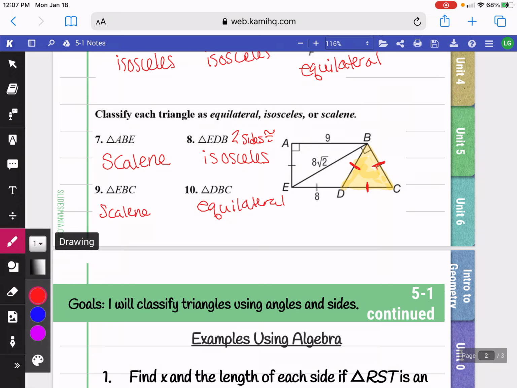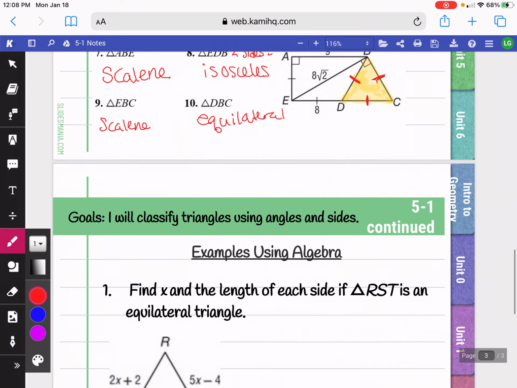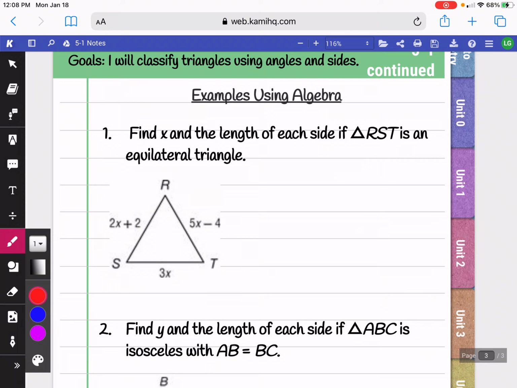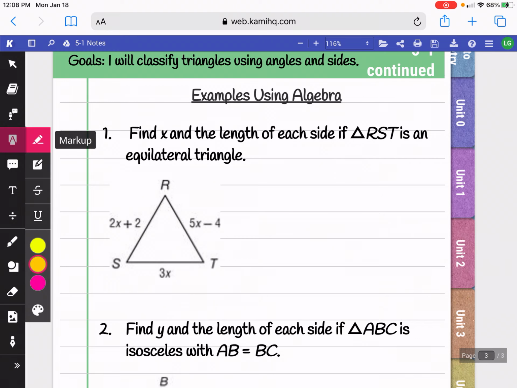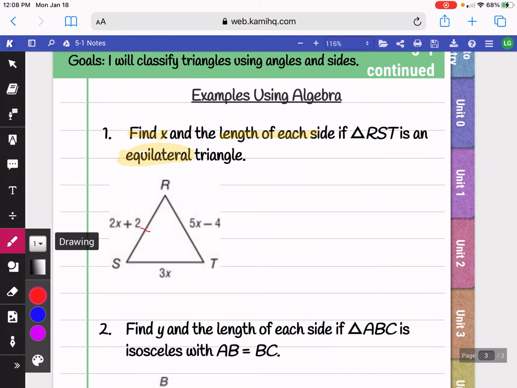Now, you can also use algebra to solve if you know things like that your triangle is equilateral or if you know it's isosceles. So we're going to look at some examples using algebra. So this first example asks us to find x and the length of each side. They're telling us the triangle is equilateral. So equilateral means that every side is congruent or equal to each other.